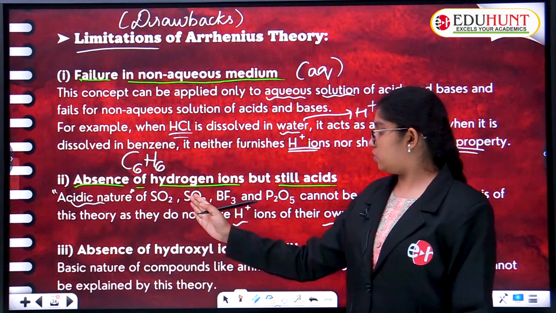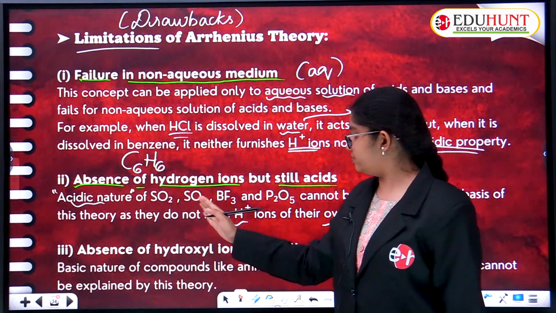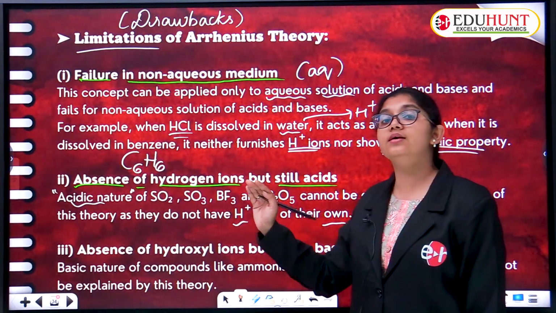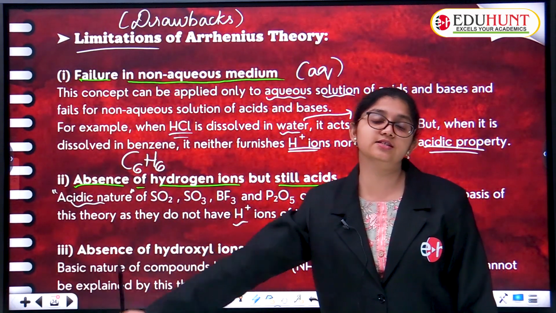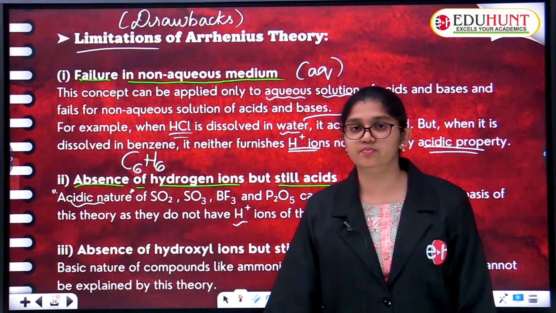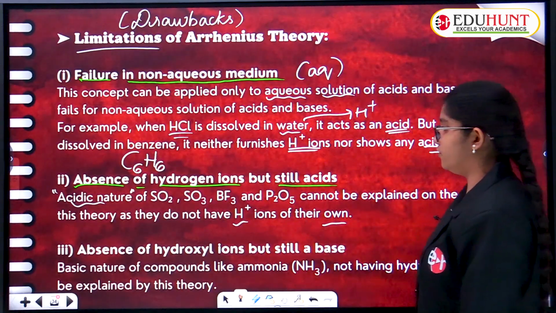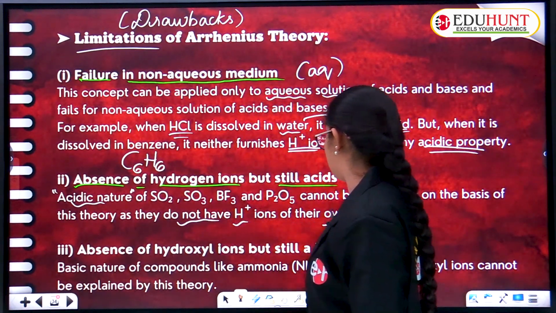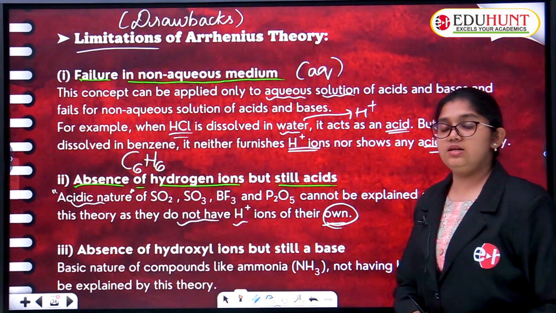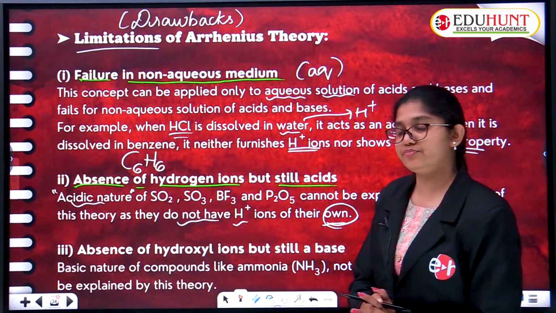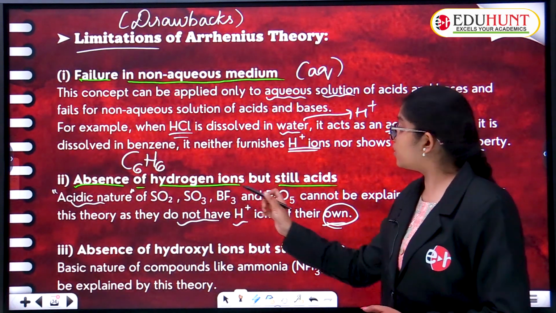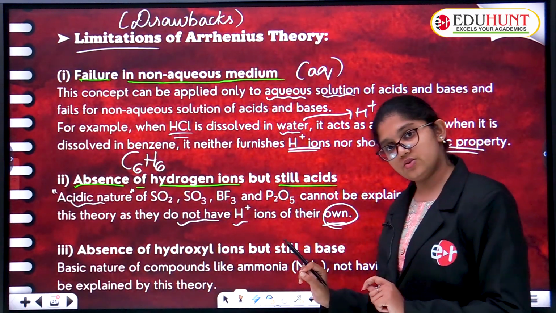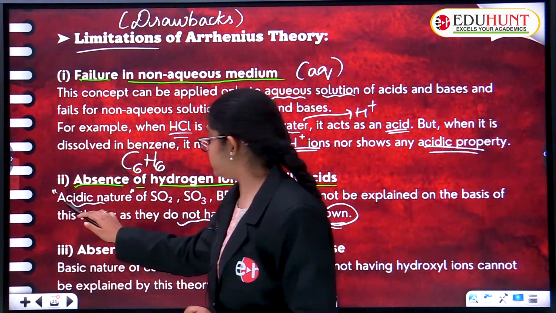Why? Because those 4 don't have an H atom. They don't have any H atom in the molecular formula. How can they give rise to H plus ions in aqueous solutions? They can't, no? So these 4 do not have any H plus ions. On their own, this theory fails regarding the absence of H atom, because those 4 are acidic in nature. Those 4 are acids only, because they have acidic natures.